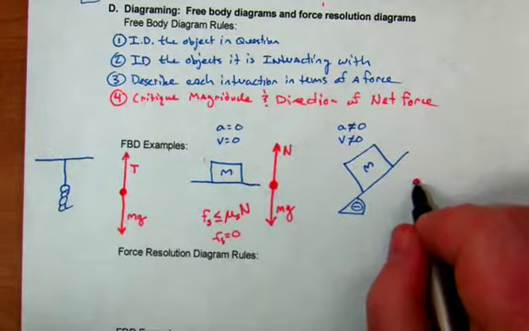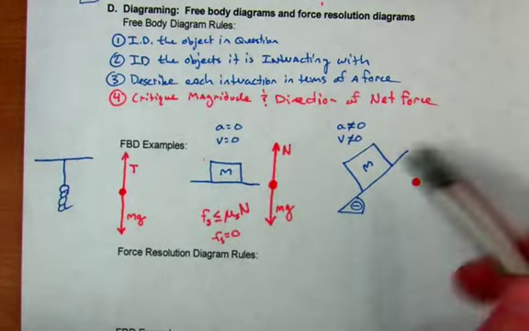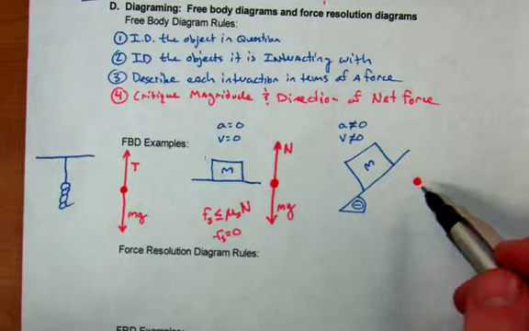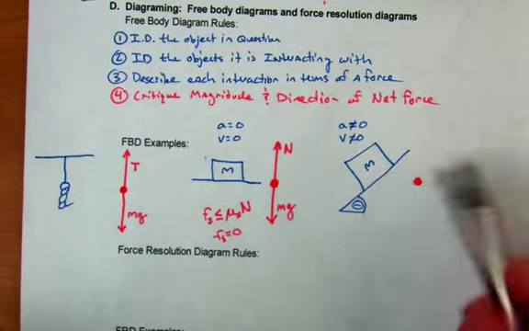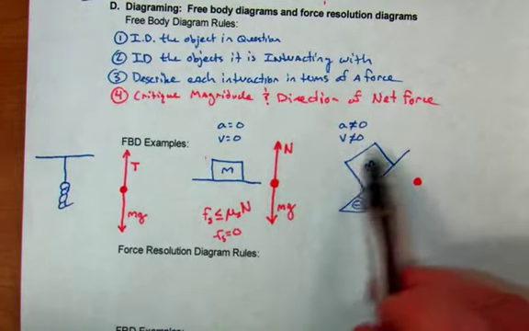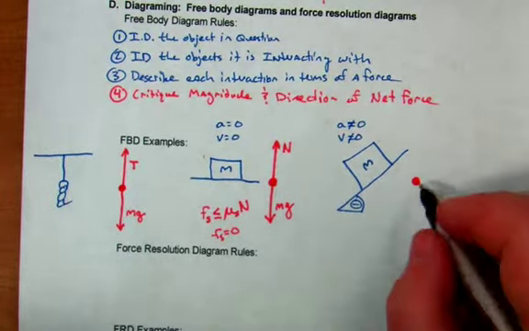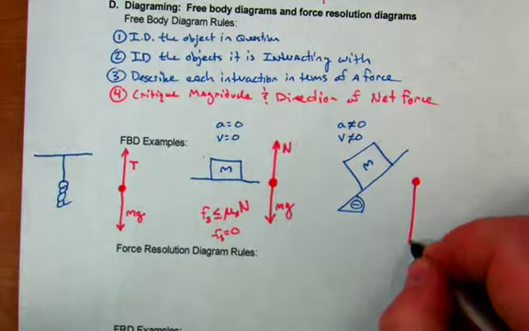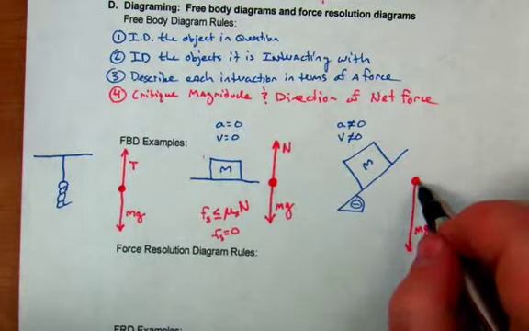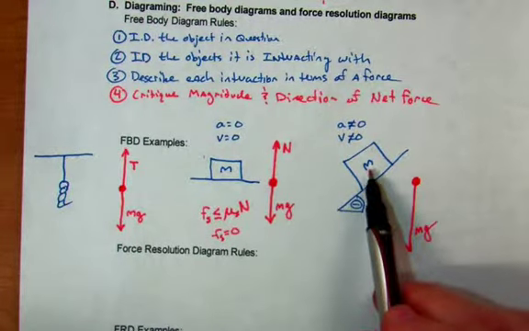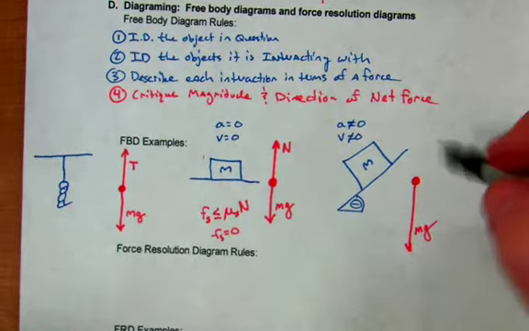Again, draw a dot. Identify the object, that's the block. Identify the objects it's interacting with. It's going to interact with the earth. It's going to interact with the table. I don't see any ropes. I don't see anything pushing on it. The problem doesn't give me those details, so that's it. The earth and the table. The earth is an easy one. mg. The table is also pretty easy because you know that it's not puncturing through the table, so there must be a normal force.